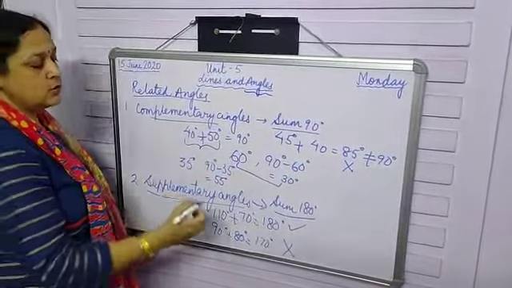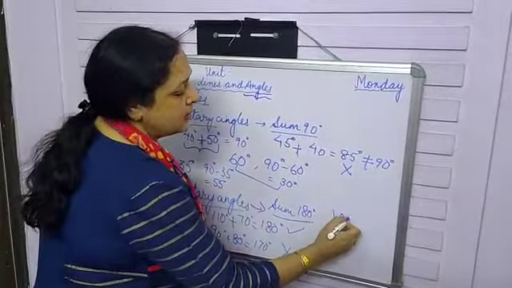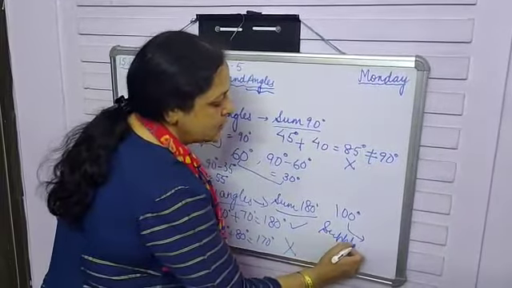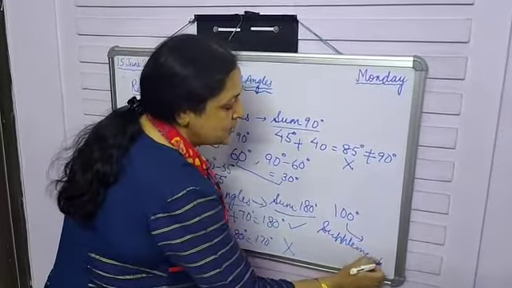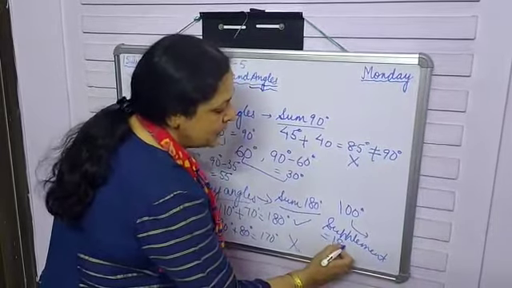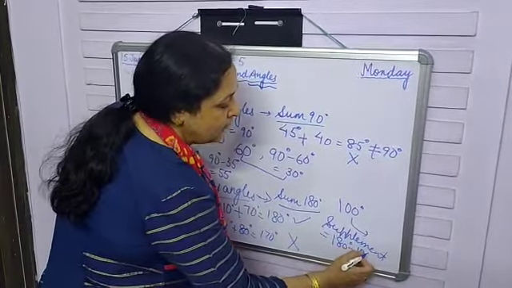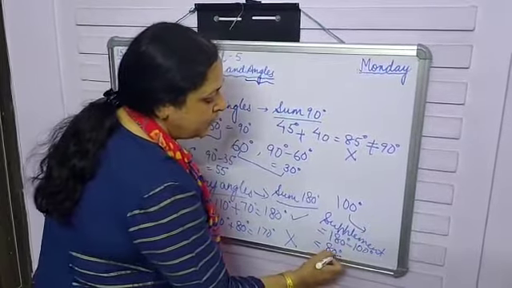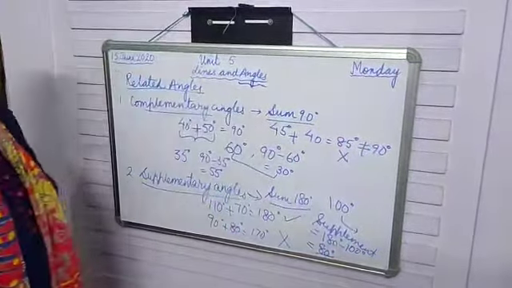Now you may get a question, an angle is of 100 degree, find its supplement. So how will you find out its supplement? We know that supplementary angles, their sum is 180. So for finding out supplementary of 100 degree, we have to subtract it from 180. So its supplement would be 80 degrees.